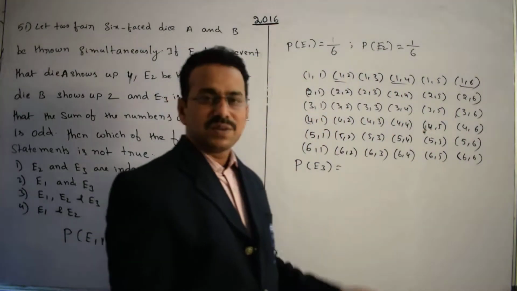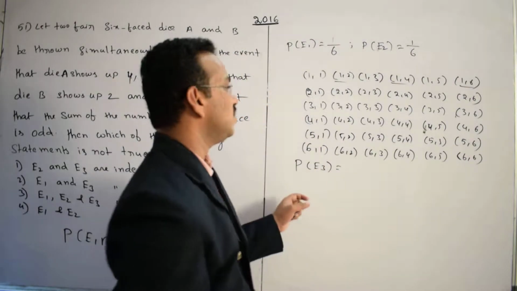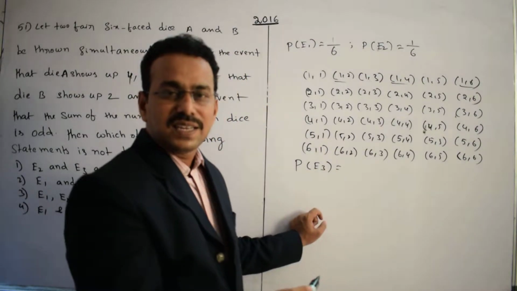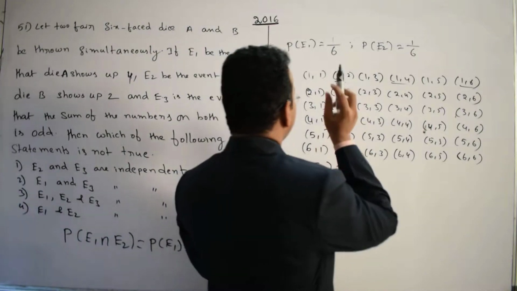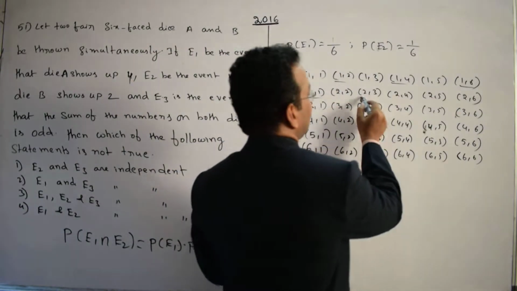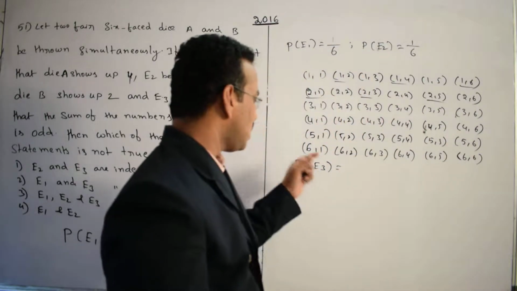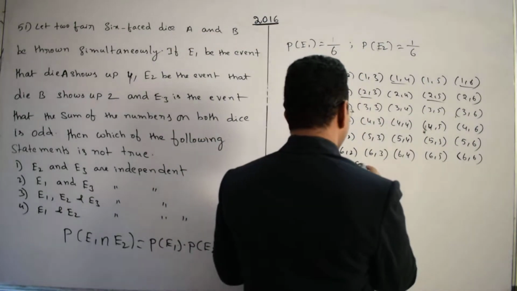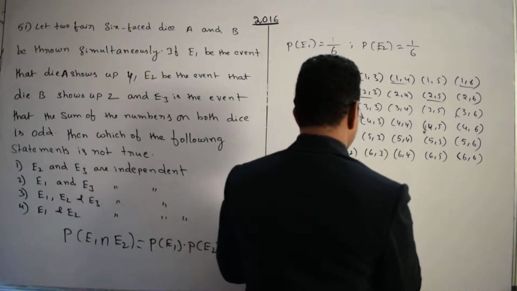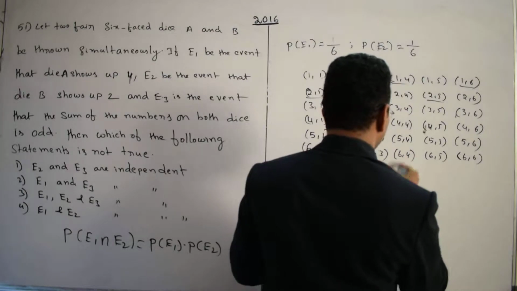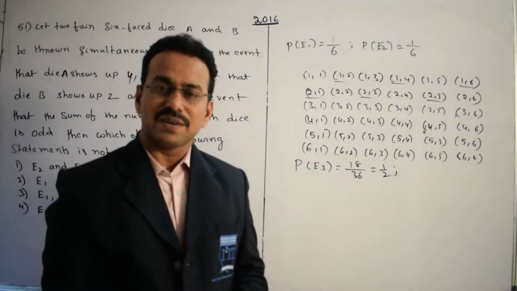1 comma 6 means sum equal to 7. Likewise, in each and every row, 3, 3, 3 are there. 6 into 3, total 18 possible favorable outcomes are there. So here also let me write the second one: 2, 1, 3, 2, 3, next 2, 5. So total number of favorable cases equal to 18. Total number of possible outcomes 36. 18 by 36 is equal to 1 by 2. So we calculated probability of E3.